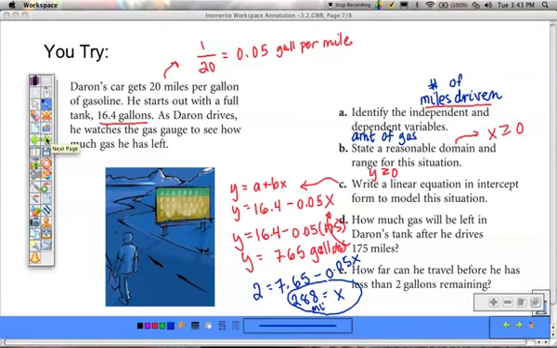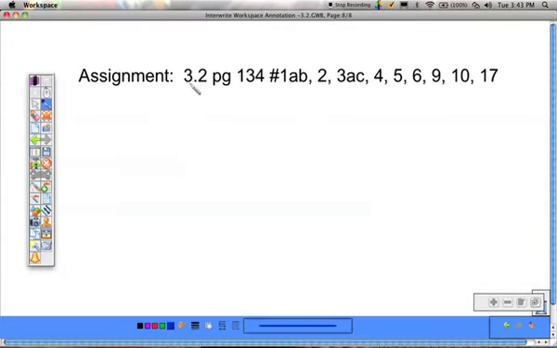Okay, your assignment then, due tomorrow, is section 3.2, so label it, page 134, and you'll be trying these problems right here.